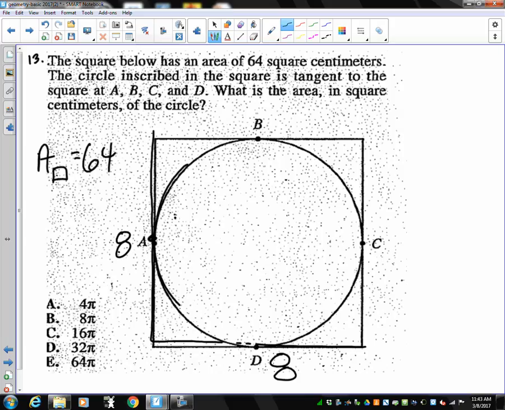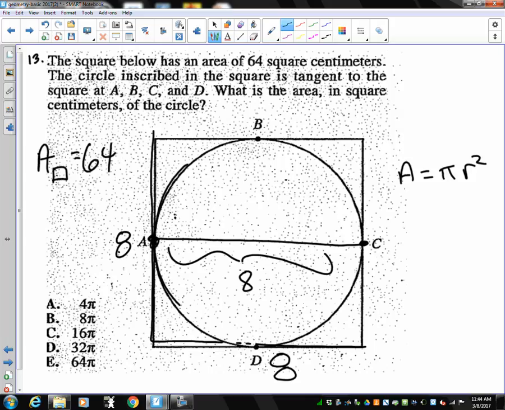Now, if we get 8 here, if we measured across the circle right here, the diameter of the circle is also going to be 8 whatevers. Now, what we need for the area of the circle is pi r squared, just like in my last problem. We need the radius. So if the diameter is 8, then my radius is going to be 4. So this would be pi times 4 squared. And 4 squared is 16. So that would just be 16 pi there.